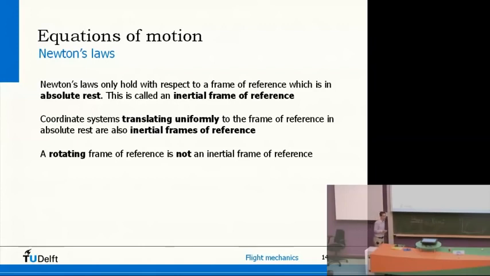Now, a coordinate system which is translating at a constant speed, you can prove that that's also an inertial frame of reference. And just to give you an example, let's say you were in a train and all the curtains are closed and the train is going at a constant speed, then, except for some vibrations maybe, you don't notice at all that you're moving. So you can jump in the train and you'll land in the same spot. So that's in fact an inertial frame of reference, and the equations of motion there hold.